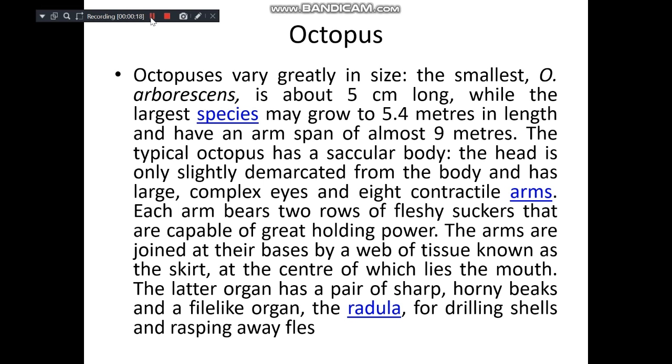Octo means 8. So there are 8 arms. That's why it is known as octopus. On each arm, there are 2 rows of fleshy suckers. With the help of these, the animal gets maximum, great holding power. It can hold anything because the arms are also fleshy. On that, you can see the fleshy suckers in 2 rows.